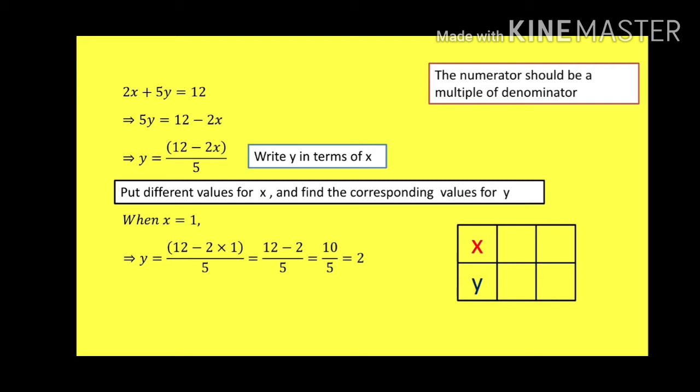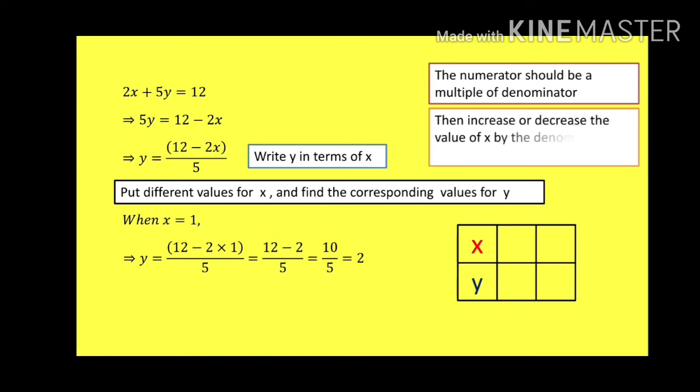So in this way, we get the value of y. Now to get the next value of x, what we can do is just increase or decrease the value of x by the denominator and we get the value of y. So here the x we have taken as 1.